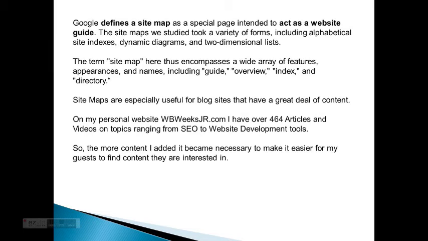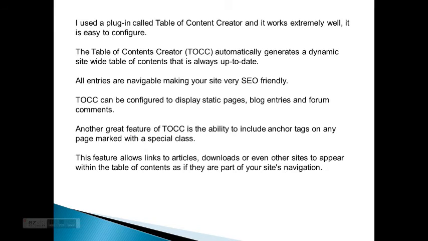Sitemaps are especially useful for blog sites that have a great deal of content. On my personal website, wbweeksjr.com, I have over 464 articles and videos on topics ranging from SEO to website development tools. So the more content I added, it became necessary to make it easier for my guests to find content they are interested in. I used a plugin called Table of Contents Creator.